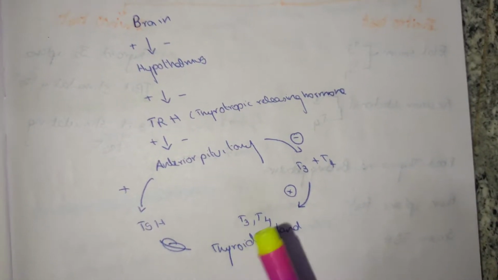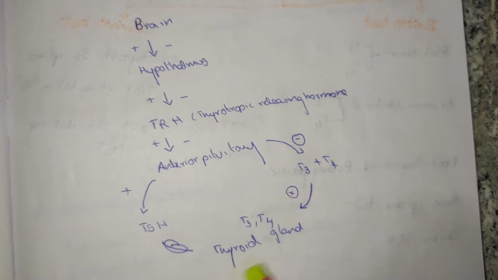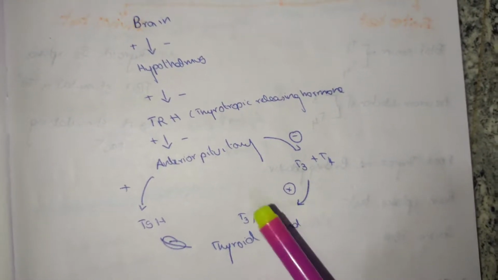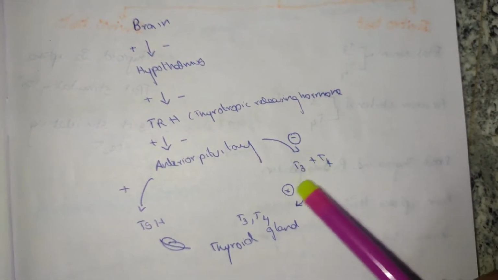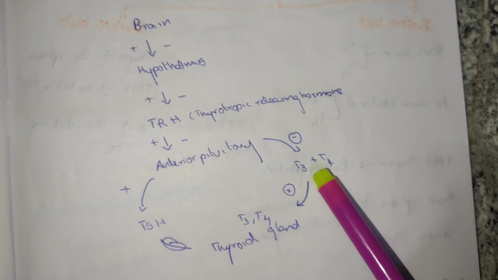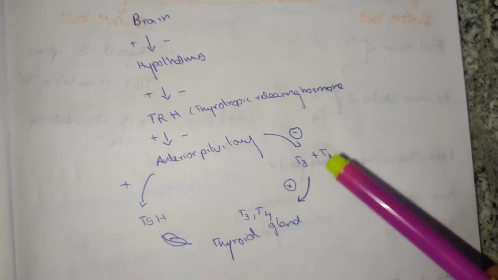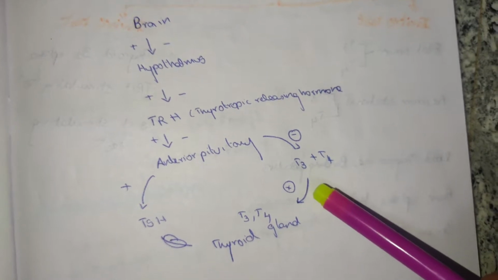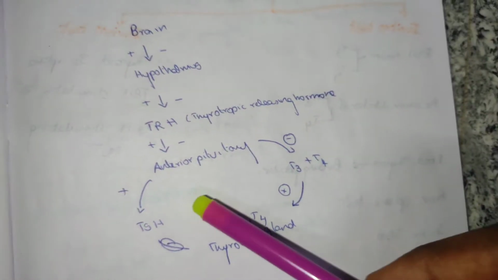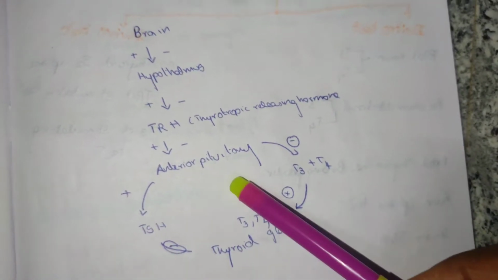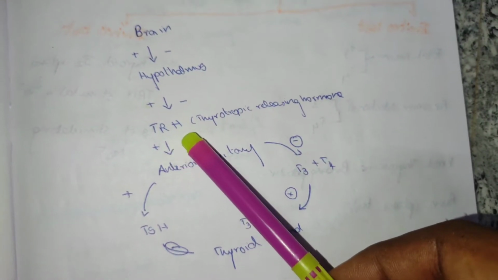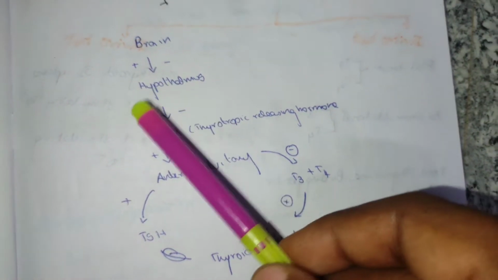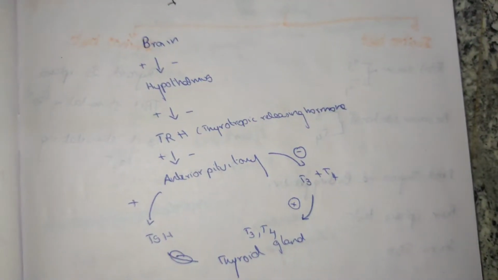When there is a greater amount of T3 and T4, there will be a decreased amount of thyroid stimulating hormone, and this creates an inhibitory action in the anterior pituitary. TRH level also decreases, and the hypothalamus is also inhibited.